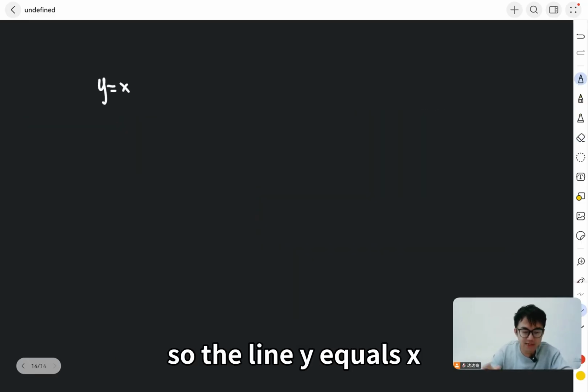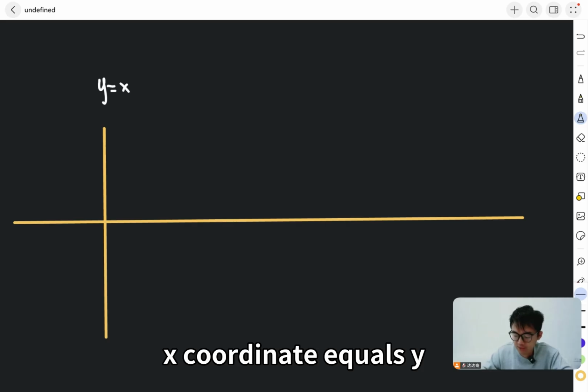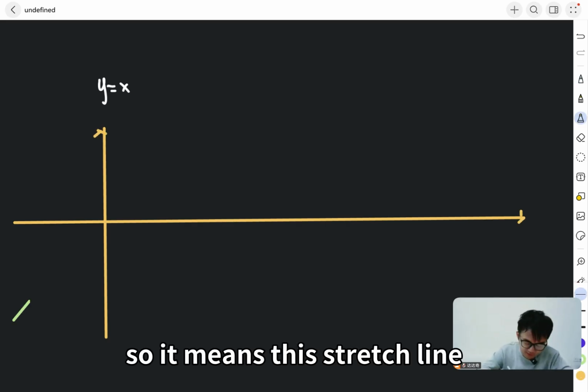And let's use lines to divide the whole plane, which is inequality. So the line y equals x. This is the dividing line where every point's x coordinate equals its y coordinate. So it means this straight line.